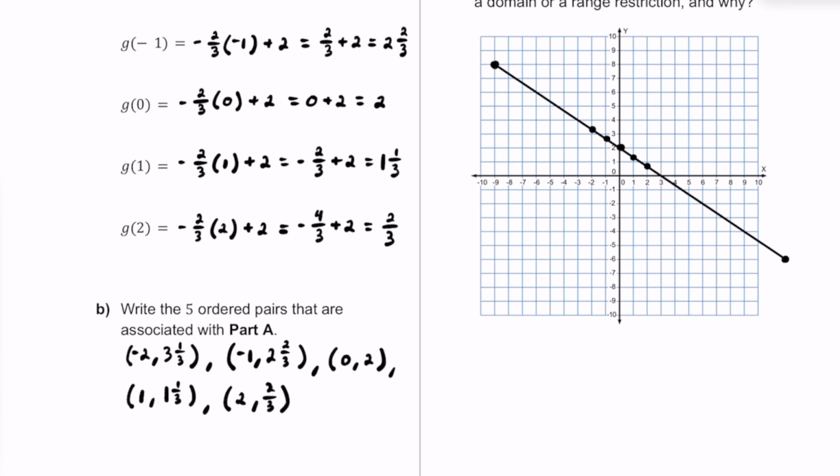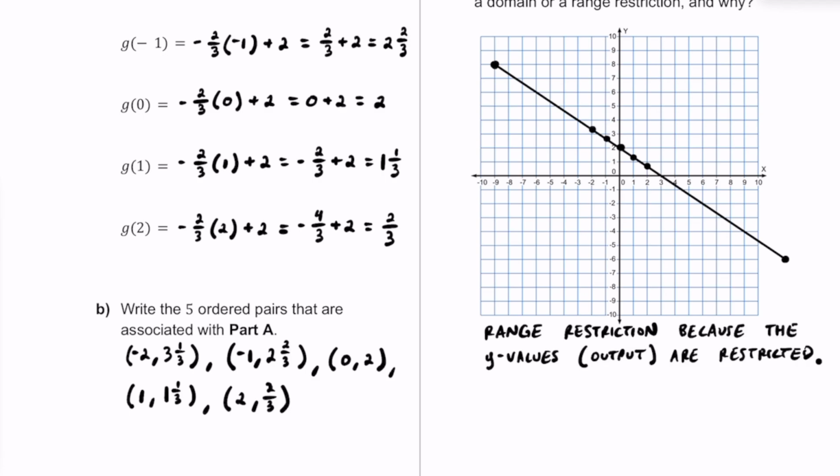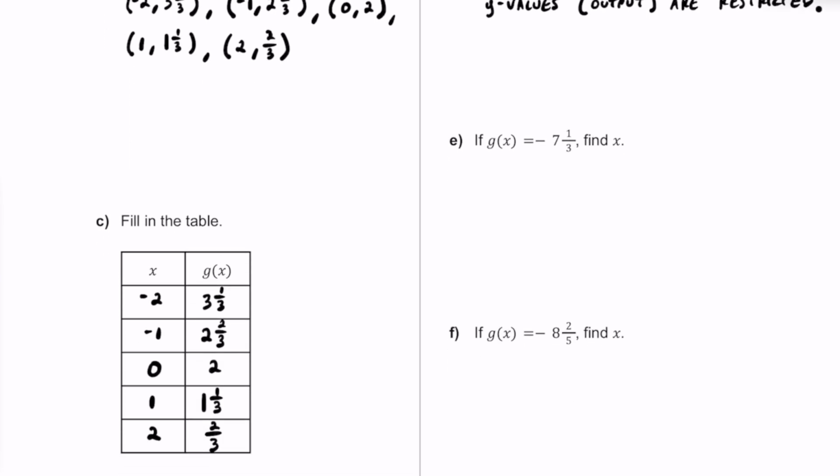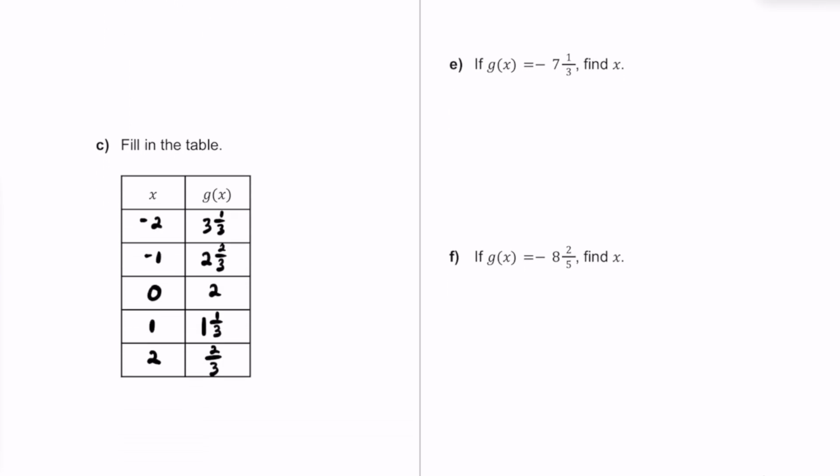So let's say that this is a range restriction. We know we have a range restriction here because the y values, or the output values, are being restricted here. All right, let's solve some additional questions about this particular function. We're being told that g of x is equal to -7 1/3. We know our function is g of x is equal to -2/3 x plus 2. That was our original g of x function, right?